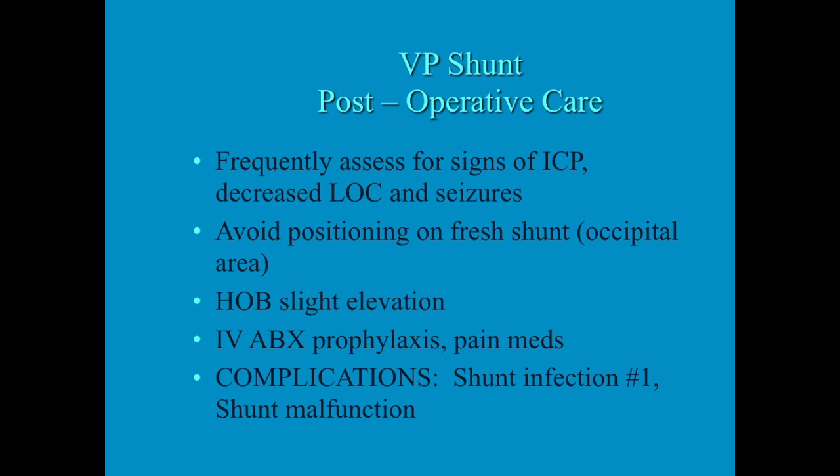We tend to give antibiotics prophylactically because this is such a sensitive area, and we do not want it to be infected. Pain medications will be needed. After all, they were just operated on their brain. And the number one complication is an infection, and the number two complication is obstruction. And there's going to be a point in any person's life that has a shunt that either one of these things is going to happen. It can take years or it can take months.